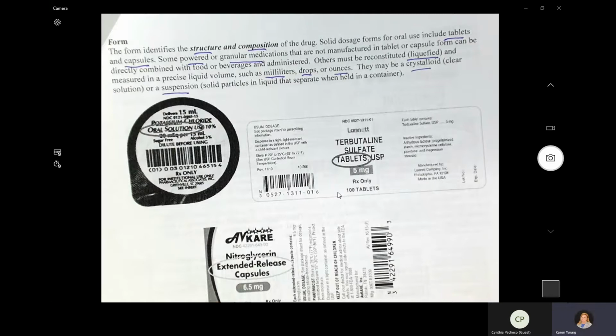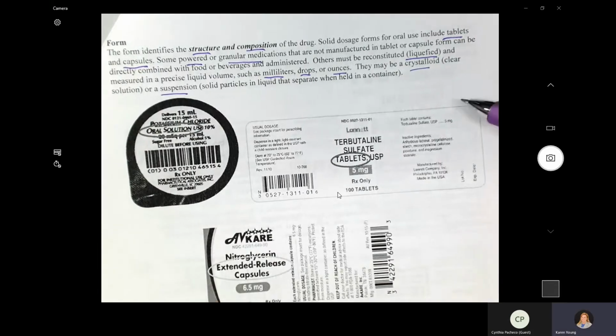They're still tablets or capsules. They still go in the mouth, but they dissolve under the tongue. So sublingual itself is a specific route. But it's not a form, it's a route. Okay.